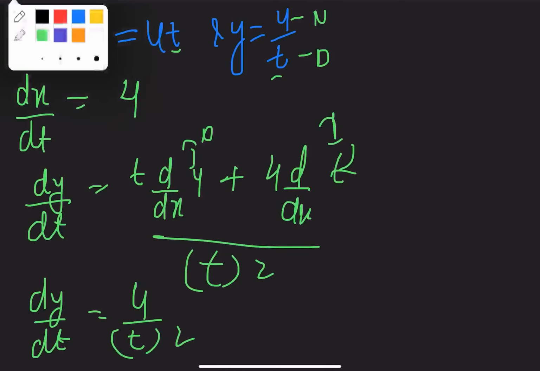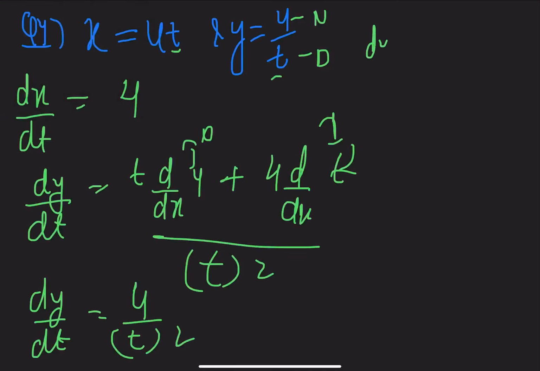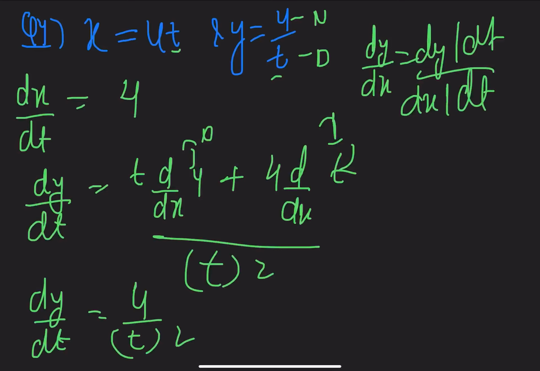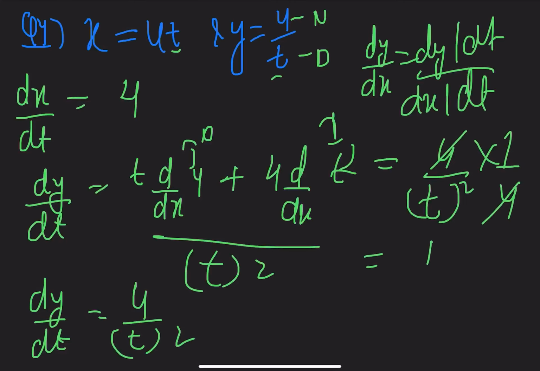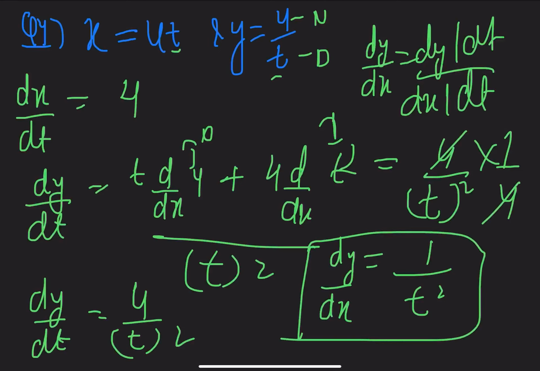So now use the same procedure for your dy by dx. That is dy by dx is equal to dy by dt upon dx by dt. And once we solve it, it is going to be 4 upon t square divided by 4. That means into 1 upon 4. Divided by 4 is into 1 upon 4, and this 4 gets cancelled. It is 1 upon t square, which is your dy by dx. That's your final answer, 1 upon t square.